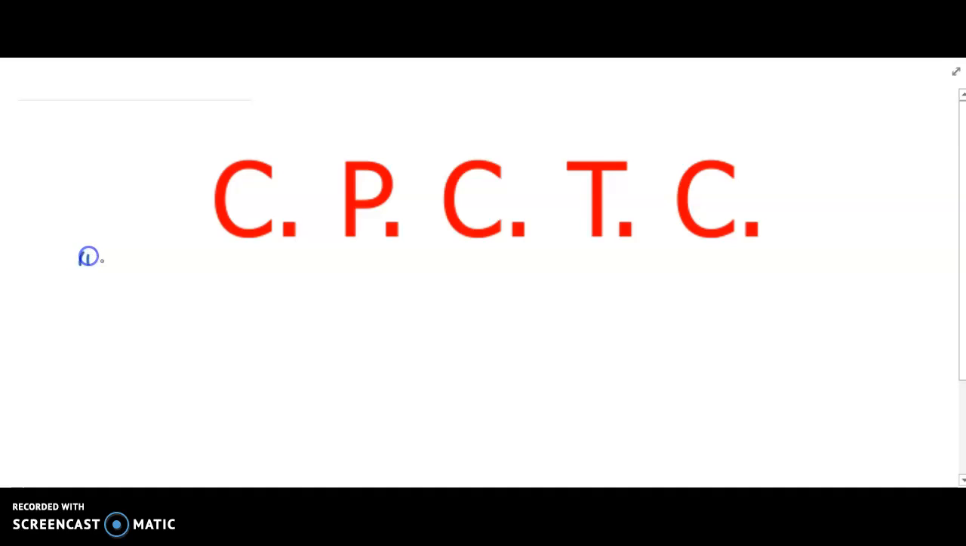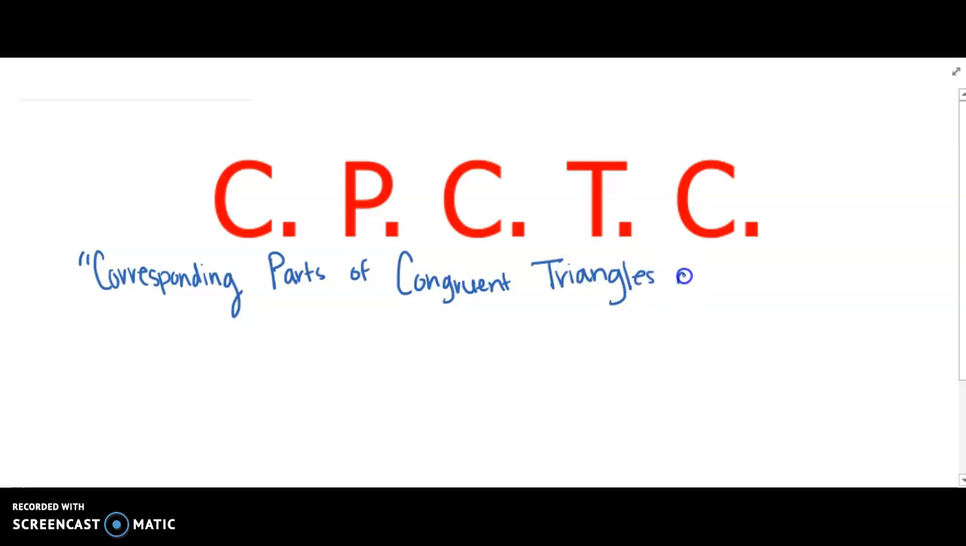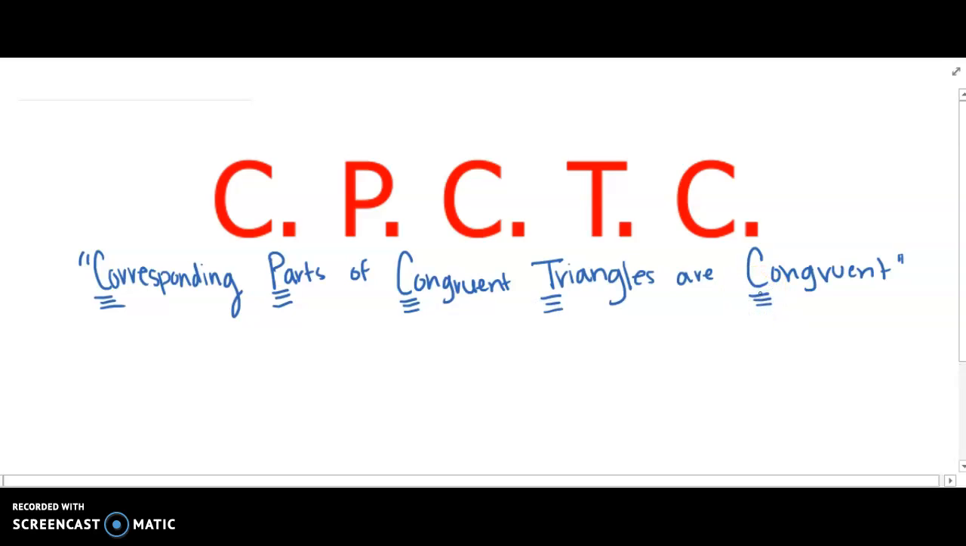This stands for corresponding parts of congruent triangles are congruent. So C, P, C, T, C. Now every time I write this, I actually say it in my head, corresponding parts of congruent triangles are congruent.